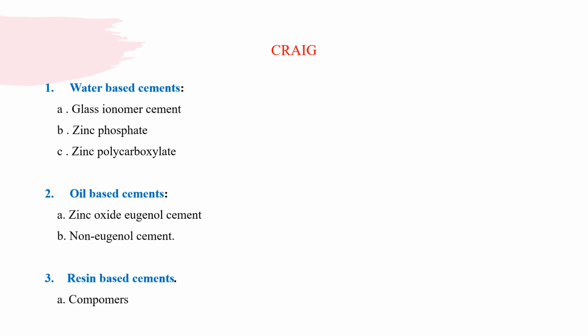So coming on to classification. The classification given by Craig includes water-based cements, oil-based cements and resin-based cements. Water-based cements include glass ionomer cement, zinc phosphate and zinc polycarboxylate. Oil-based cements include zinc oxide eugenol and non-eugenol cement, and resin-based cements include compomers.